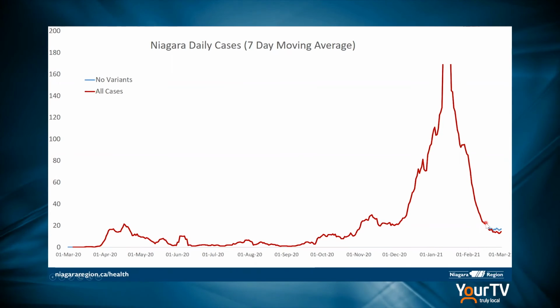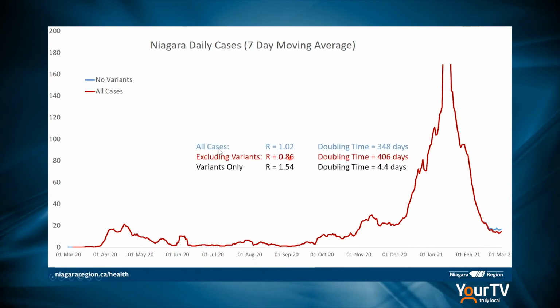And just to show you what these numbers actually boil down to in terms of statistics. If we're looking at all our cases, we have a reproductive number just about 1, which is perfectly consistent with us being flat. And we, of course, have a large doubling time. If we take out the variants, we actually see our reproductive number below 1. And that's consistent with us still seeing a small decrease in our non-variant cases. If we're looking then at the variants, you can see that the reproductive number of the variants is quite high. They are growing quickly, and their doubling time is 4.4 days, which is consistent with exponential growth. Every 4.5 days, we seem to be doubling the number of variants that we have.